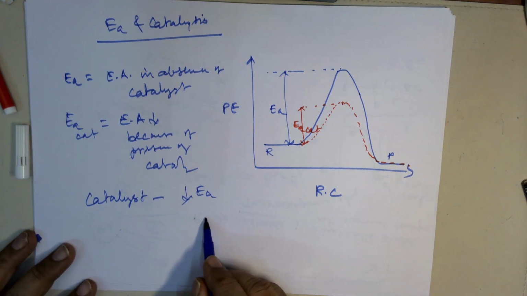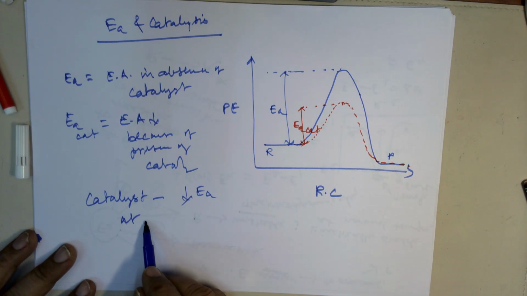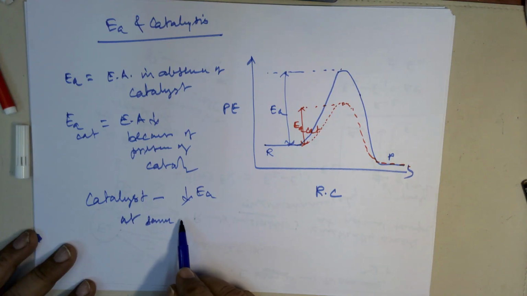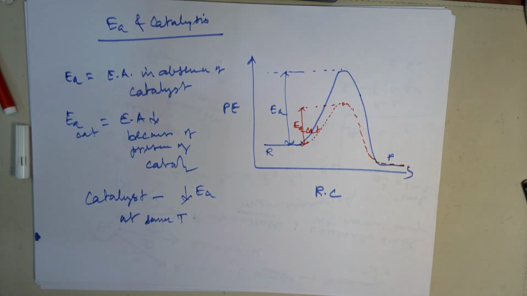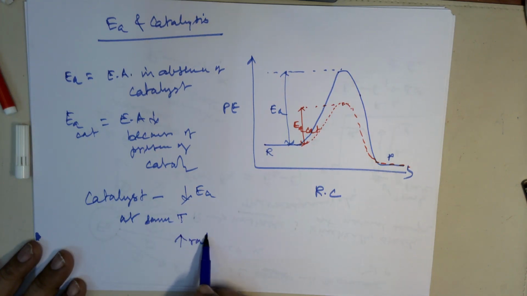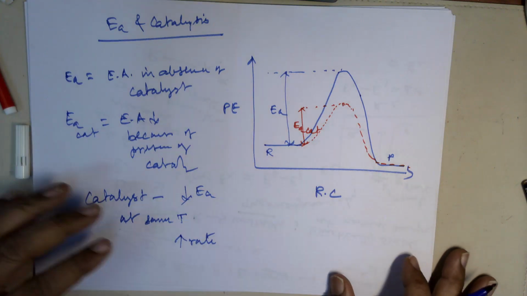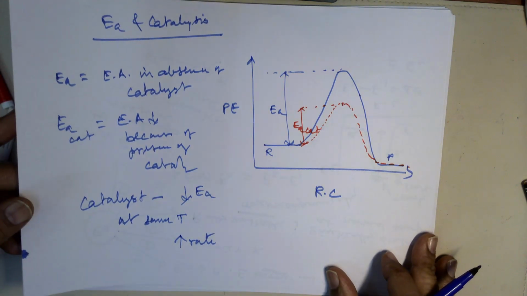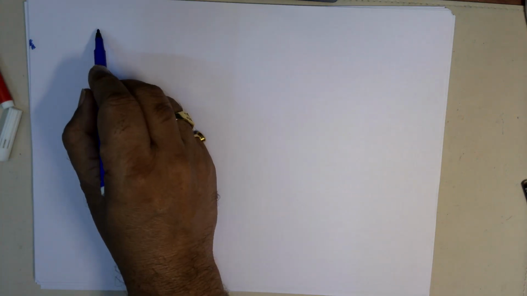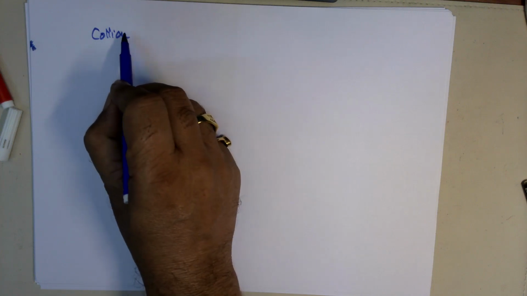Of course, it occurs at the same temperature. That is the beauty of the catalyst, at the same temperature. No need to raise the temperature so that the reaction goes faster. So you can increase the rate of the reaction. So this is regarding energy of activation and catalysis, and collision theory. So we have come to the final part, collision theory.